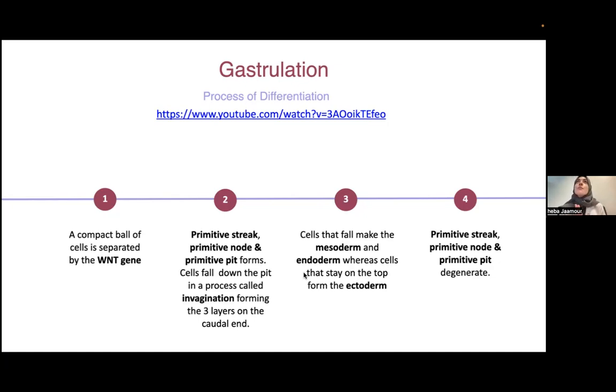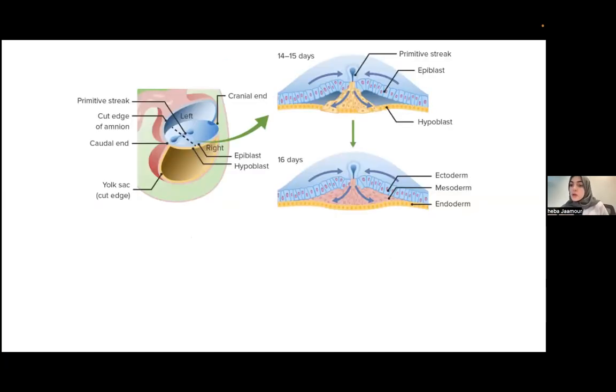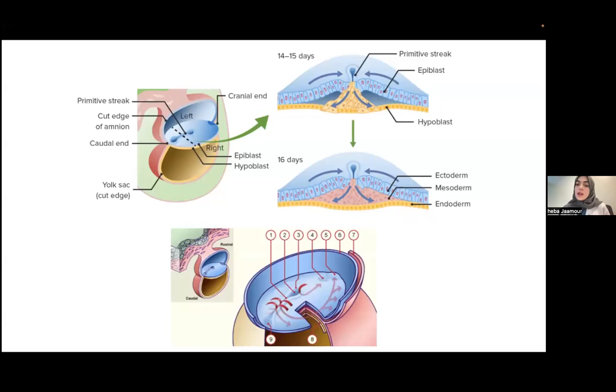And this is the most important step in this whole process, okay? And we'll know why later on in this lecture. But this is basically what happens, and we're gonna go through it again. So a primitive streak first appears, and then a primitive node, and then a primitive pit, which is the hole, and then invagination starts happening, which is some cells start falling down. Whatever cells fall down in this pit form the mesoderm and the endoderm. Whatever stays above forms the ectoderm, okay?